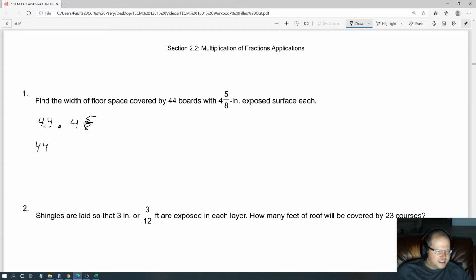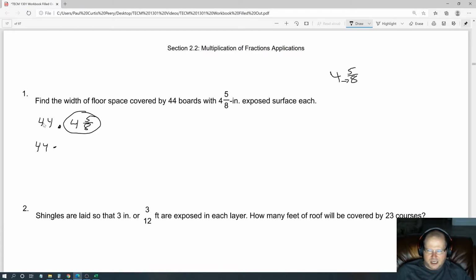So the 44 stays the 44, but how do we do this? Well, first thing is I probably want to turn this into an improper fraction instead. Now, we already went over how to turn an improper fraction into a mixed number. Now we're going to do the reverse. We're going to turn a mixed number into an improper fraction.